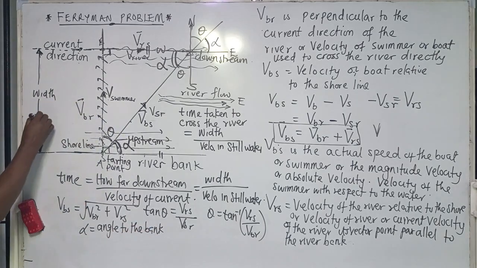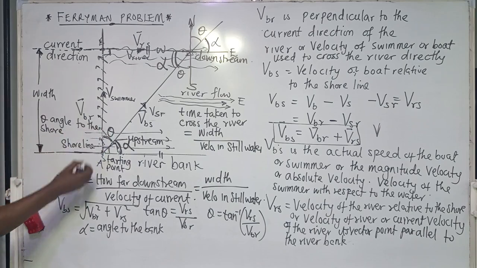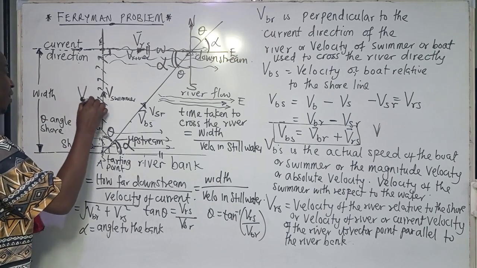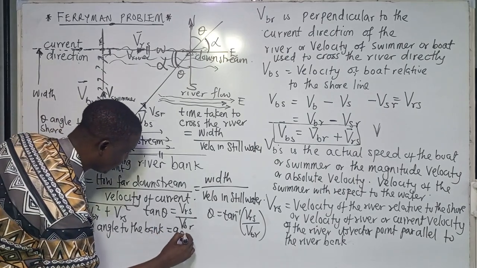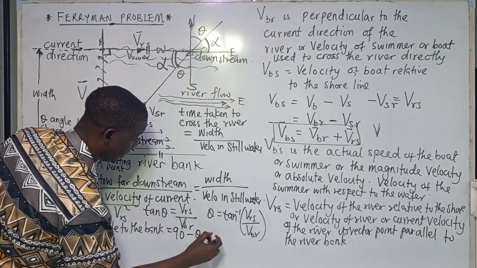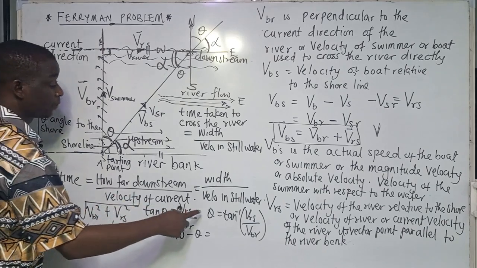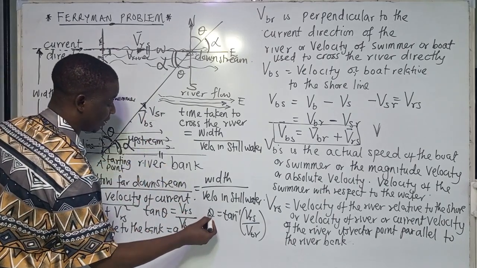Don't forget theta is the angle to the shore. To the shore is this angle. So in that case, this is VBR. So this one will now be 90 minus theta, which will give us alpha, the angle to the bank. Now, for the angle to the opposite bank, just add 90 to this one.